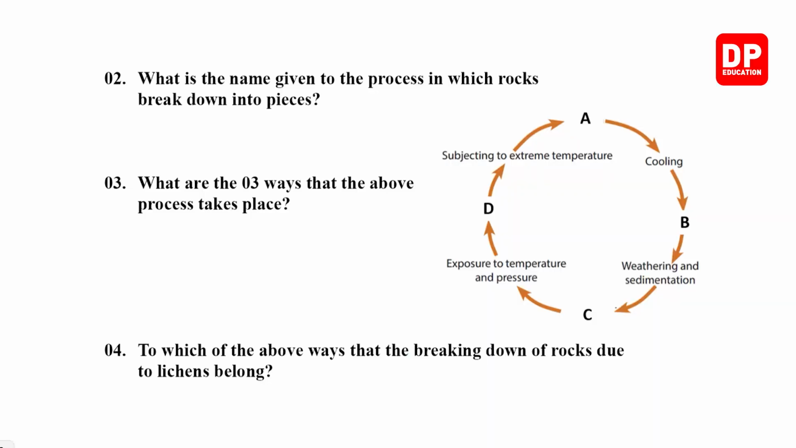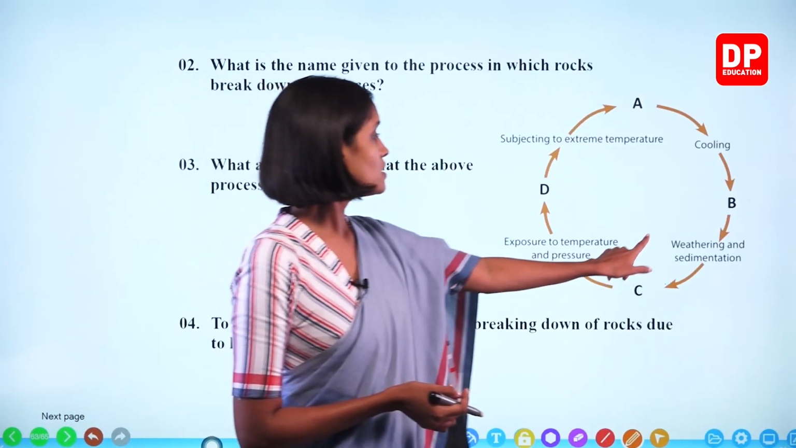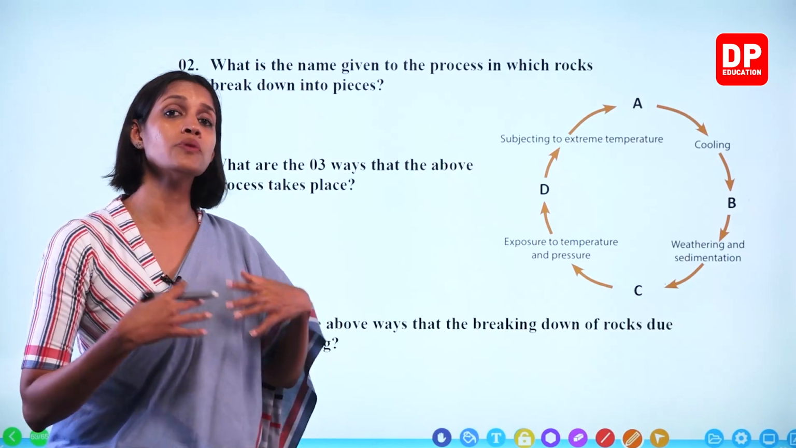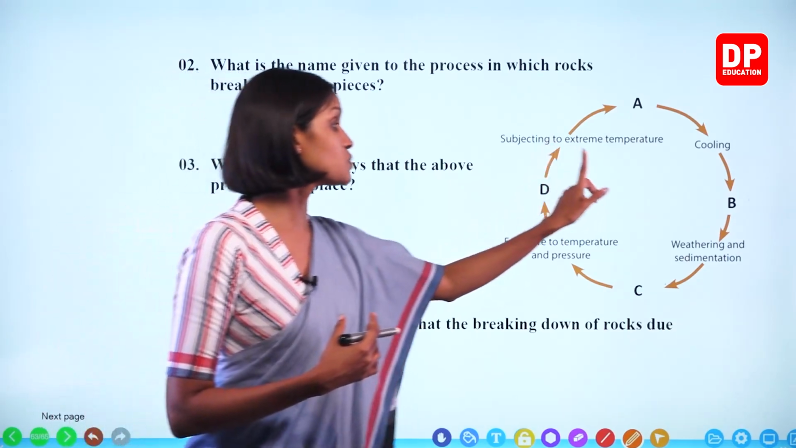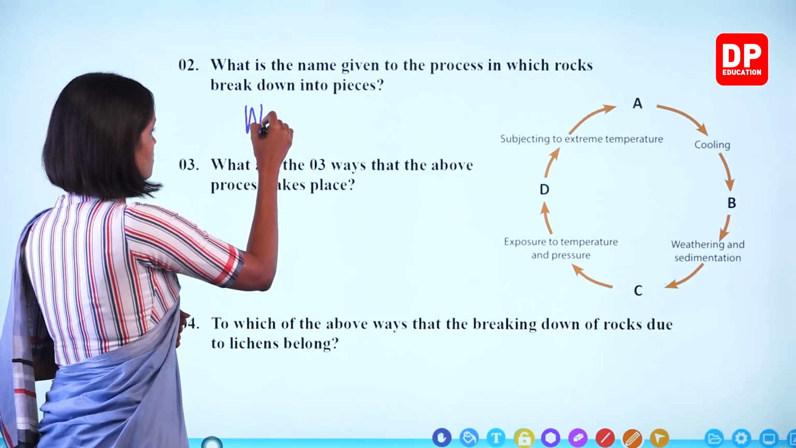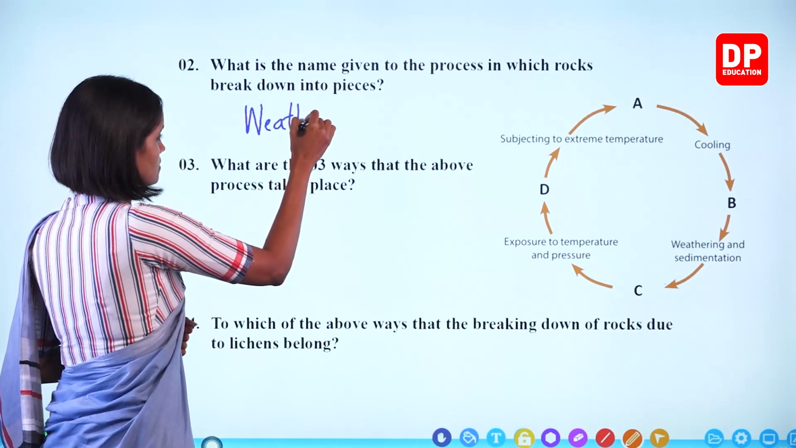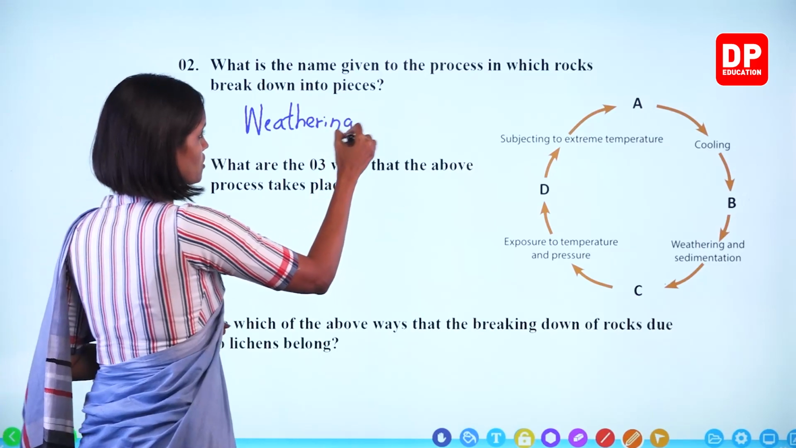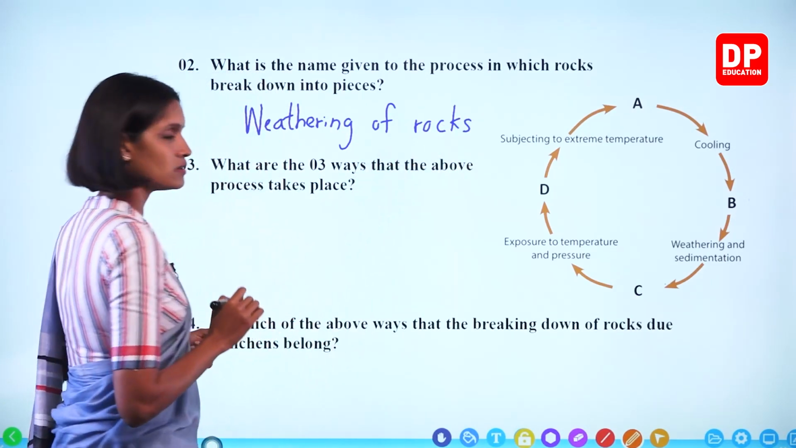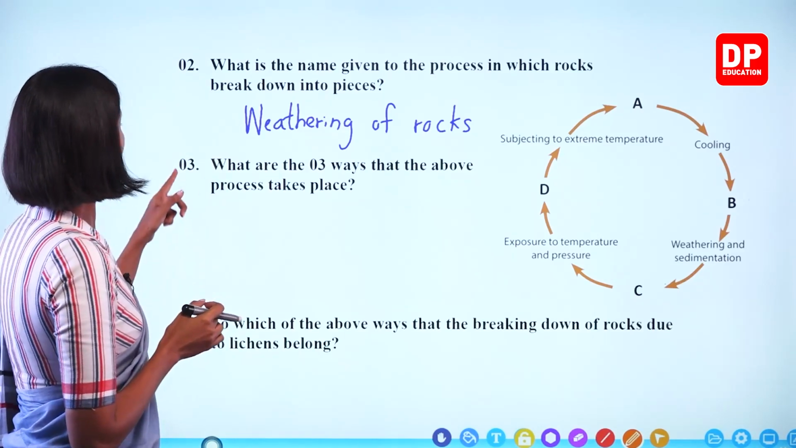Okay? What is the name given to the process in which rocks break down into pieces? Now here it's given weathering and sedimentation. What is the name given to rock breaking down into pieces? That is weathering of rocks, okay? Or rock weathering. Weathering of rocks. Right? Weathering of rocks.